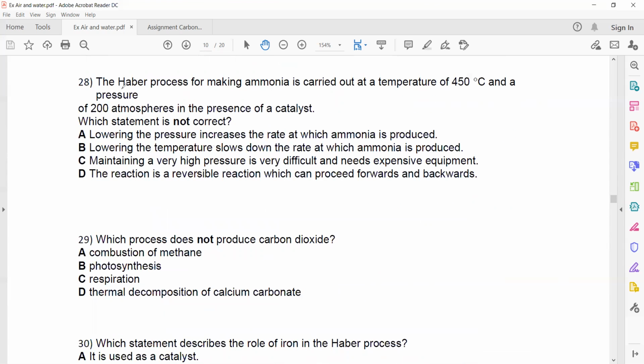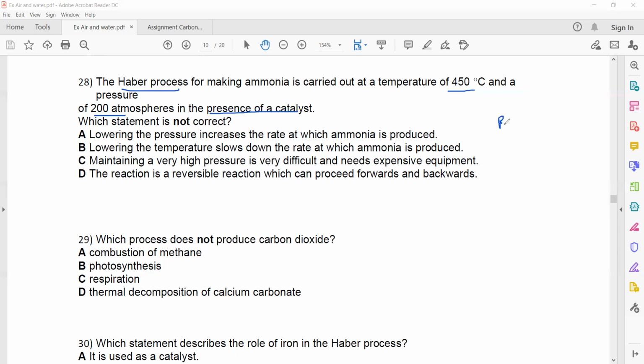A Haber process for making ammonia is carried out at a temperature around 450 and a pressure of 200 atmospheres in the presence of a catalyst. Which statement is not correct, or which statement is not true? Lowering the pressure increases the rate at which ammonia is produced.